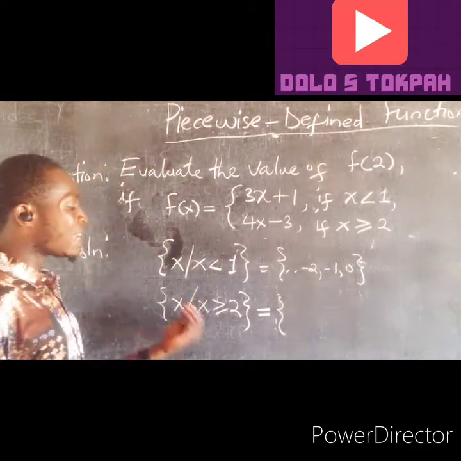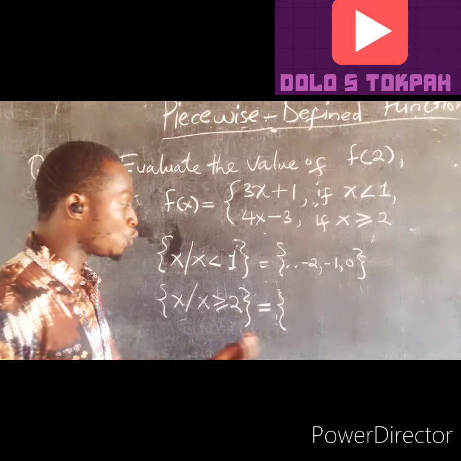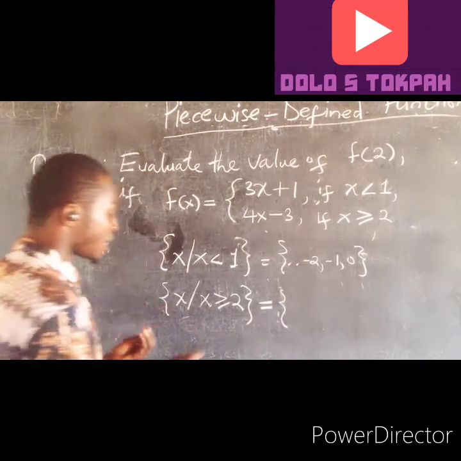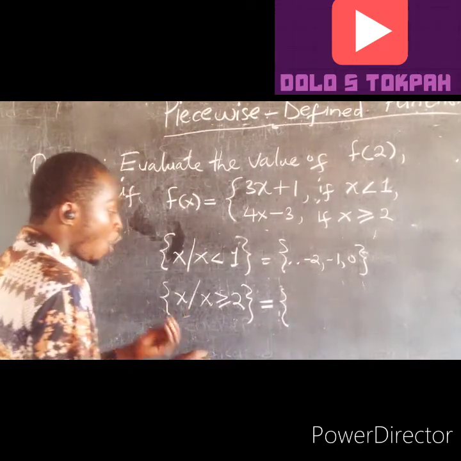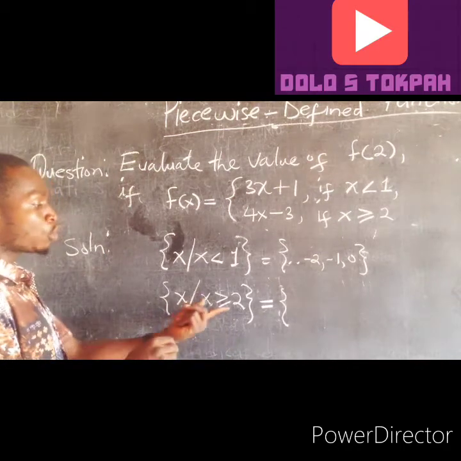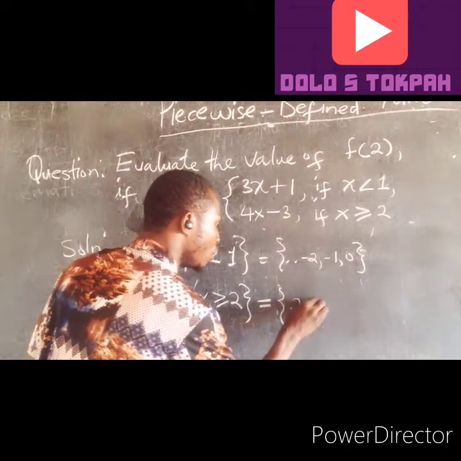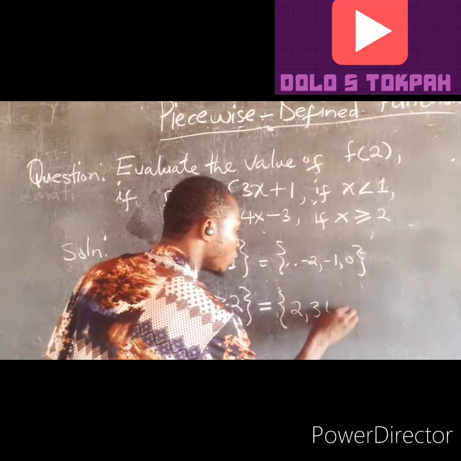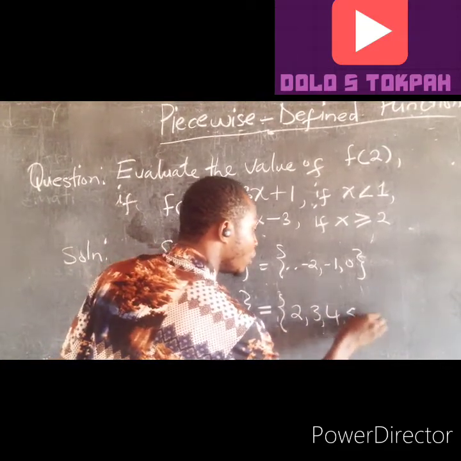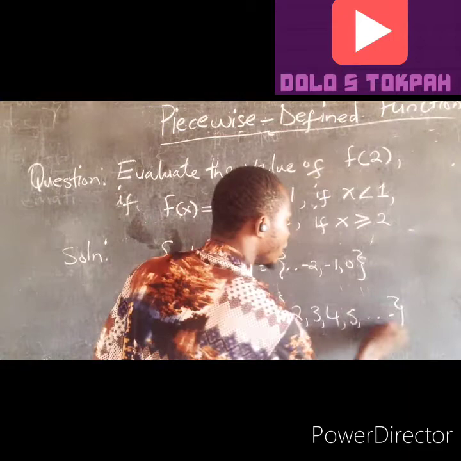So for x greater than or equal to positive 2, our values will be all whole numbers that are greater than or equal to 2. That means 2 will be part of the solution set. So we start with positive 2, positive 3, positive 4, positive 5, and it goes to positive infinity.